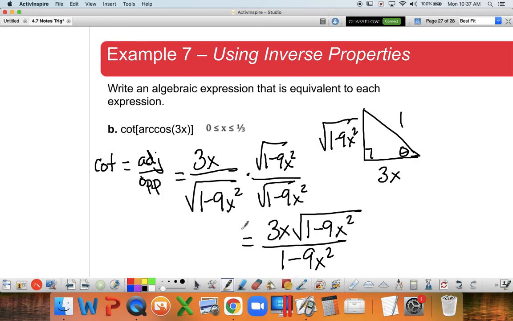Final answer. So that concludes section 4.7 in Trig.